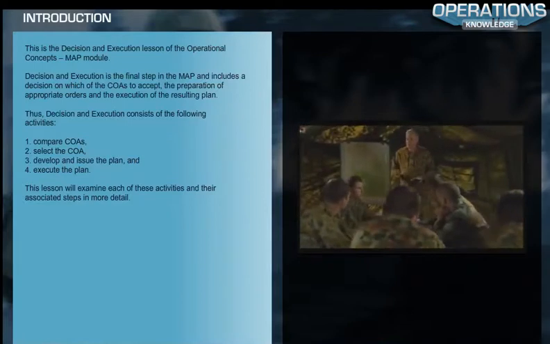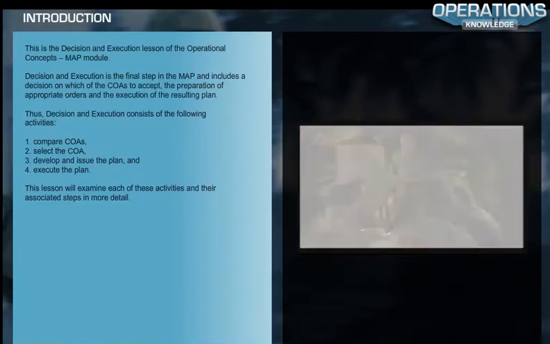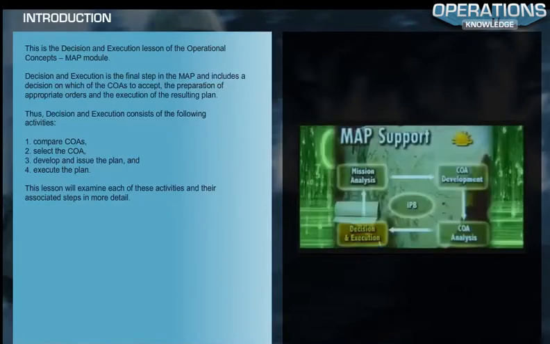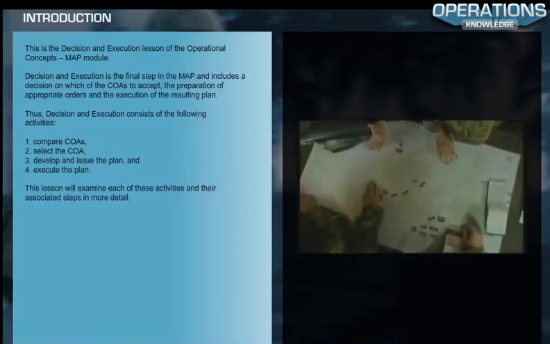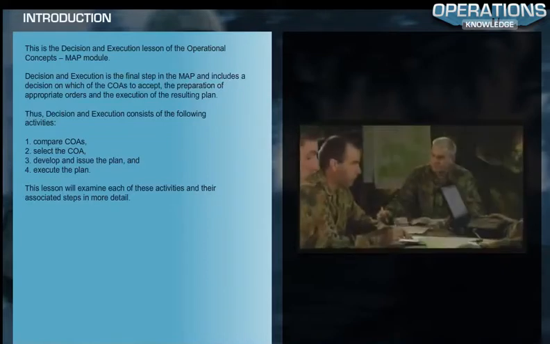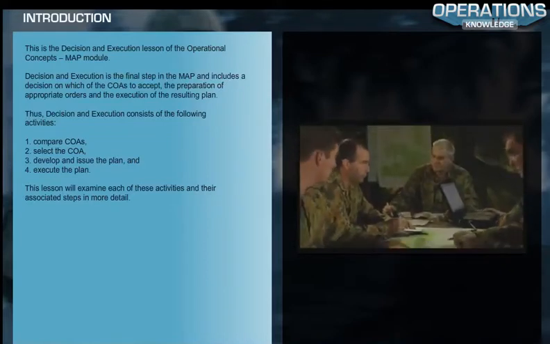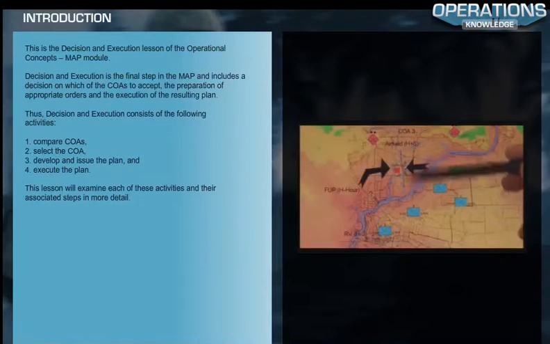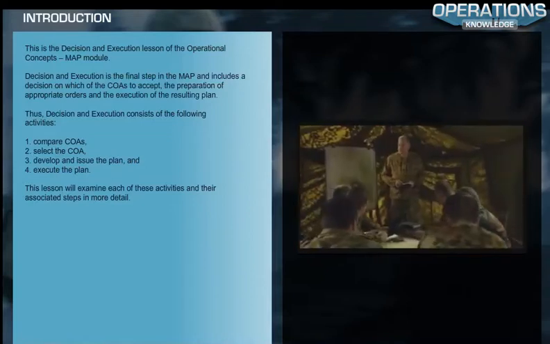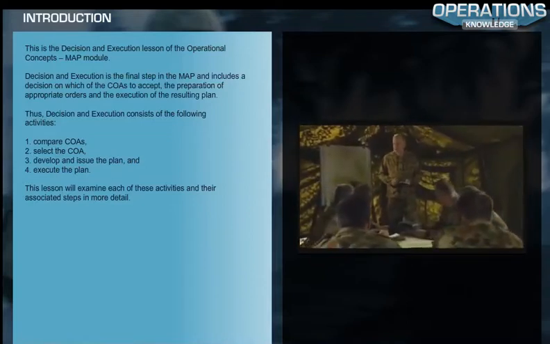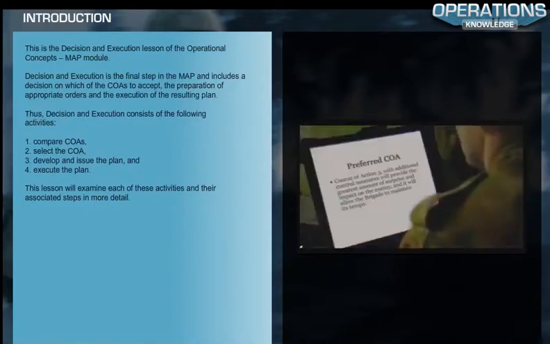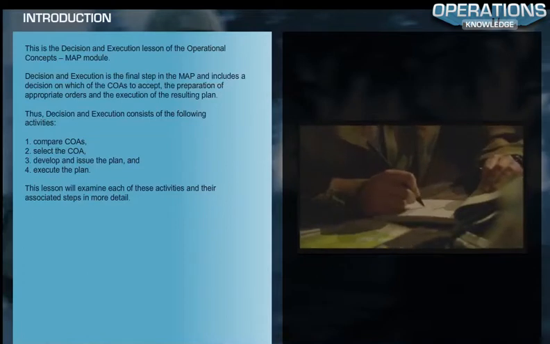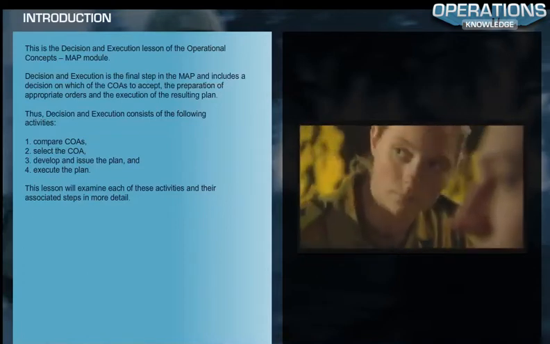Welcome to the fifth lesson in the MAP series of lessons, Decision and Execution. In the previous lesson, we covered course of action analysis, the dynamic process of course of action improvement, and post-wargame analysis. The outcome of that step is a range of courses of action fully synchronized to the extent that one could be accepted as the plan, and the others developed into possible contingency plans.